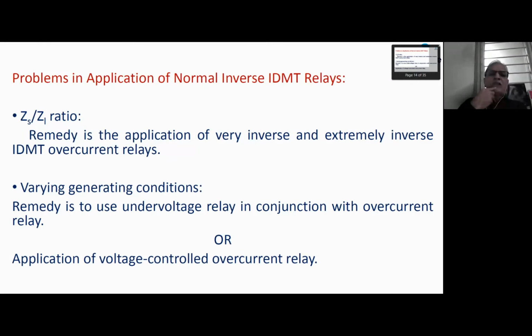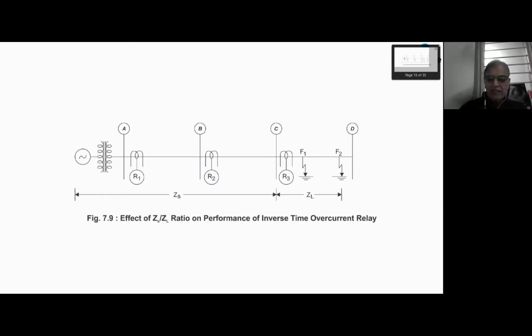So what are the problems in application of normal inverse IDMT relays? First problem, as we have seen, is the ZS by ZL ratio. If the ZS by ZL ratio is very large, normal inverse relays cannot be applied. The ZS by ZL ratio will usually be large in end section feeders. So ZS is source to relay, and for R3, source to relay is very large. So the ZS by ZL ratio for R3 is very large.